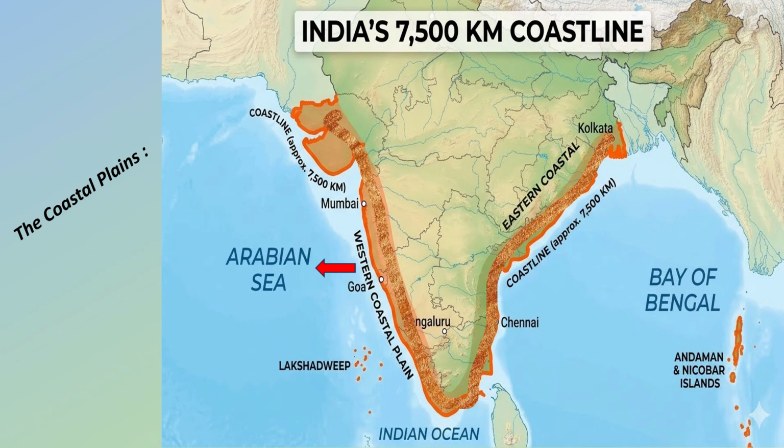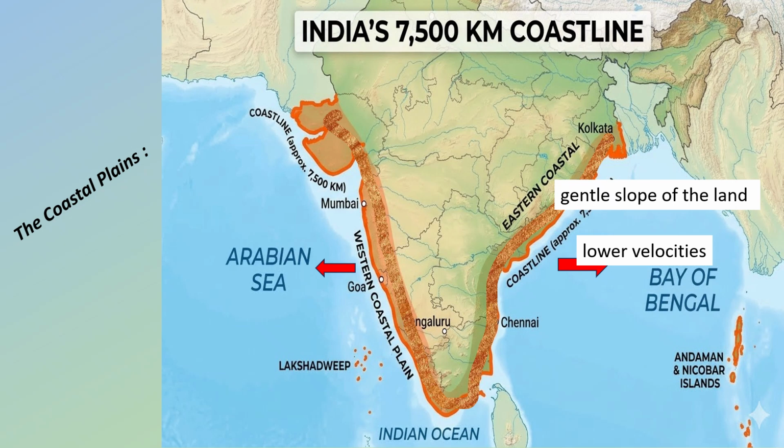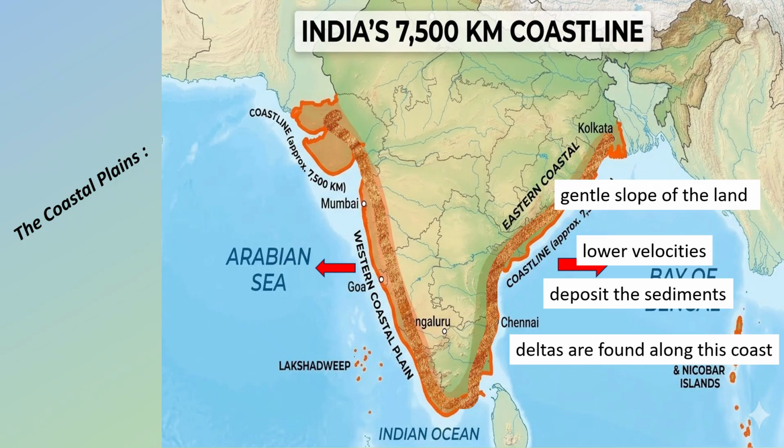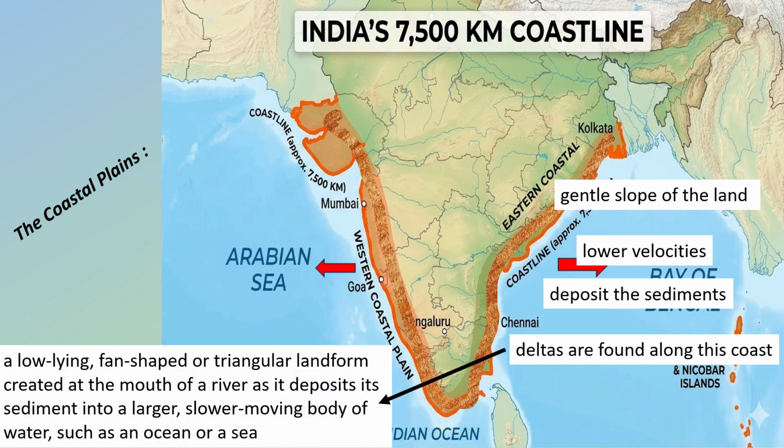The eastern coast borders the Bay of Bengal. It has formed as a result of depositional work of rivers. Many east-flowing rivers starting from the western and eastern Ghats meet this coast. Because of the gentle slope of land, rivers flow at lower velocities and deposit the sediments brought with them at the coast. As a result, deltas are found along this coast. A delta is a low-lying, fan-shaped or triangular landform created at the mouth of a river as it deposits its sediments into larger, slower moving water bodies such as an ocean or a sea.